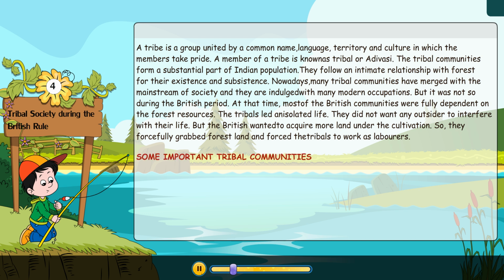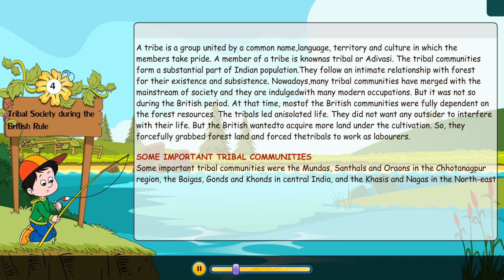Some important tribal communities were the Mundas, Santhals, and Oraons in the Chota Nagpur region, the Bhils, Gonds, and Kondhs in central India, and the Khasis and Nagas in the northeast.